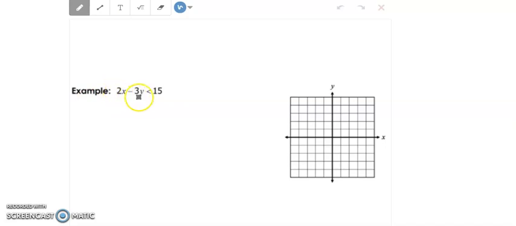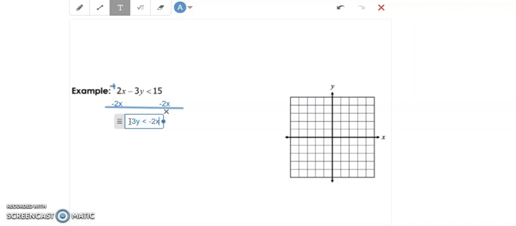So I have 2x minus 3y is less than 15, and I want to graph this. Let's go ahead and first put it in slope-intercept form. So I need to move the 2x to the other side, and I'm going to pretend I have a positive 2x here. So I'm going to do the opposite of addition, and I'm going to subtract 2x from both sides. Now when I do that, my 2x's are going to cancel, and then I'm going to get negative 3y is less than negative 2x.